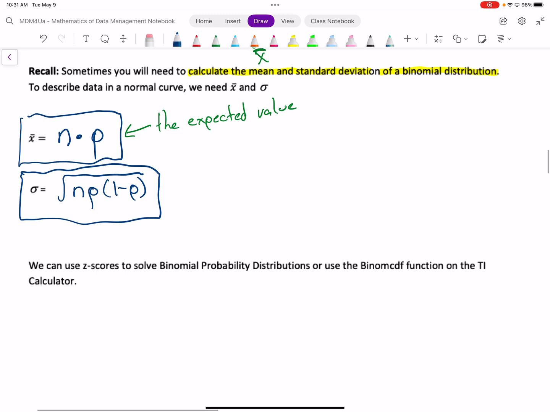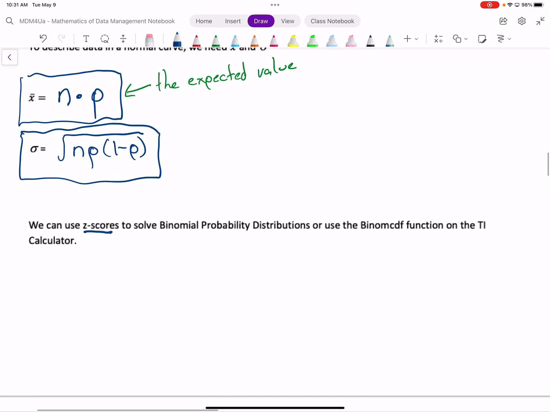And like before, you can still use z-scores to solve these things, but we are also going to use what's called the binom CDF function. But just to remind you, z is just x minus the mean over the standard deviation. That's why you need the mean and the standard deviation of the binomial if you use the z-score. Okay, let's put this all together and try a couple questions.